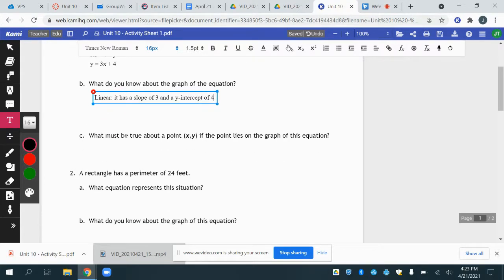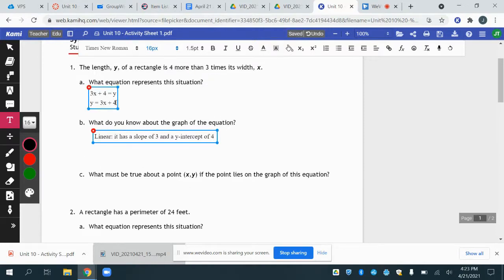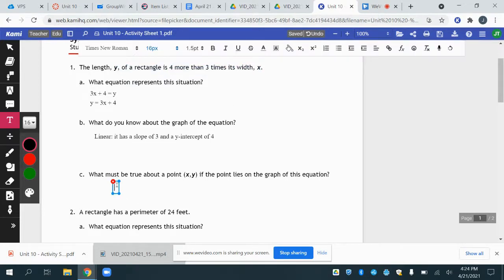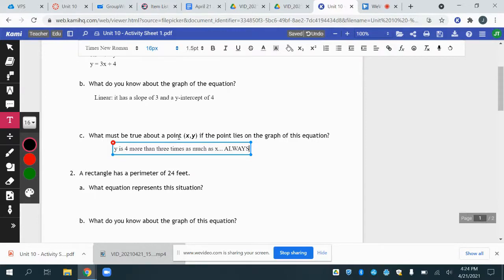What must be true about a point that lies on this? Well, anything that works with these, any x and y, will fit: y is 4 more than 3 times as much as x, always. That's the list of all the numbers that do work. If we go to graph it, we'll find out that that's the list of all the numbers where y is 4 more than 3 times as much as x. That's what that line is.